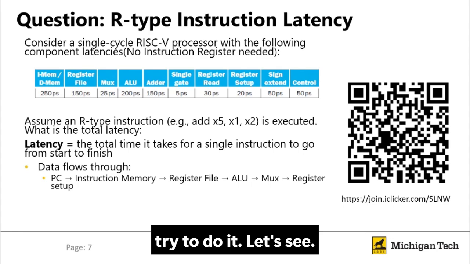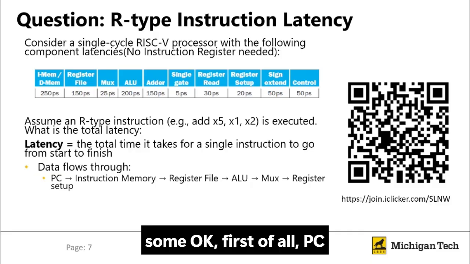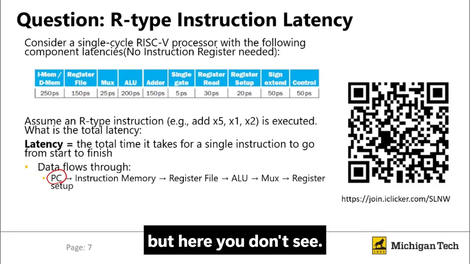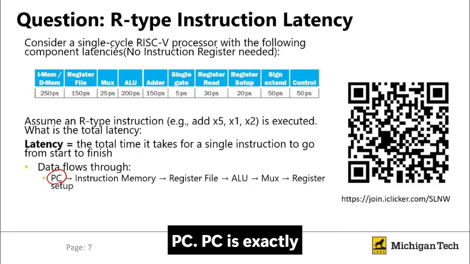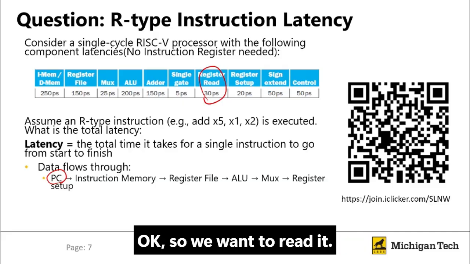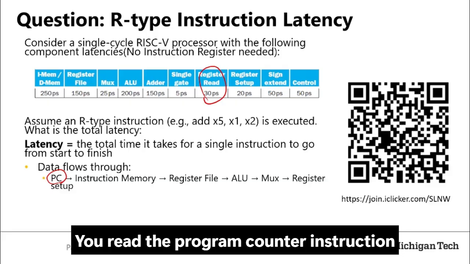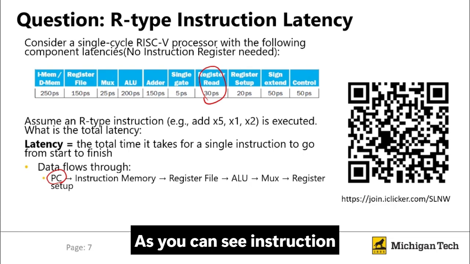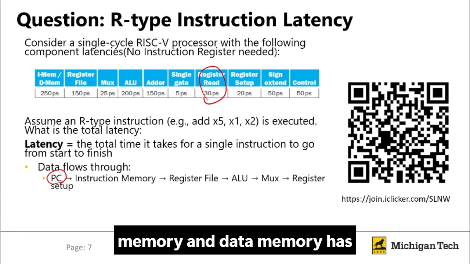First of all, PC wasn't mentioned, but here you don't see PC. PC is exactly equal to a register read, because PC is a register. So we want to read it. You read the program counter. Instruction memory is given here. As you can see, instruction memory and data memory have the same latency. That makes sense, it's memory.